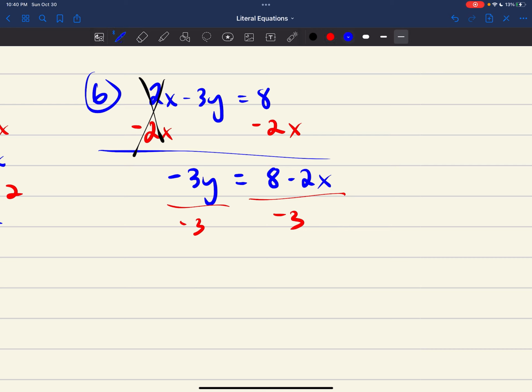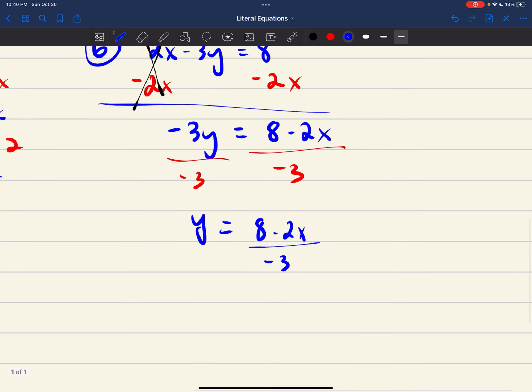Sorry. Let's write with blue. I'm left with y equals 8 minus 2x divided by negative 3. 8 divided by negative 3. Can I simplify that? No, I can't. So I'm just going to leave it as is.